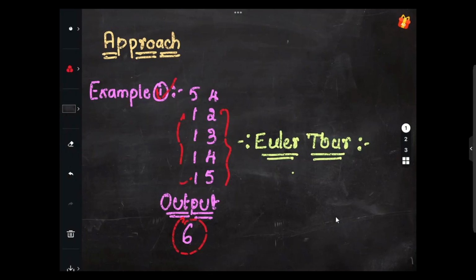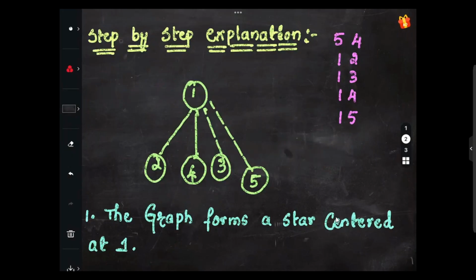And all these days we have been solving problems on DSU as well. Disjoint set union, you have to know at this point of time, right? So we will be making use of the Euler tour technique as well as the DSU, disjoint set union, or union find, to solve this particular problem. So let's move on with a step-by-step explanation.